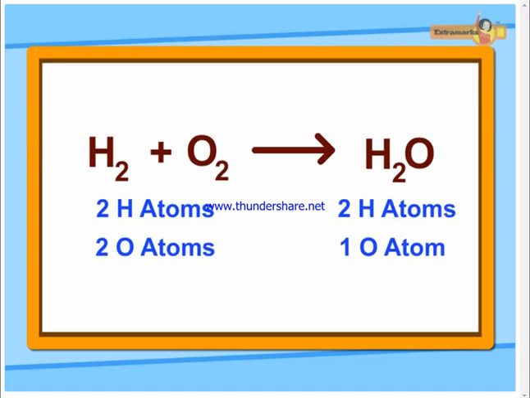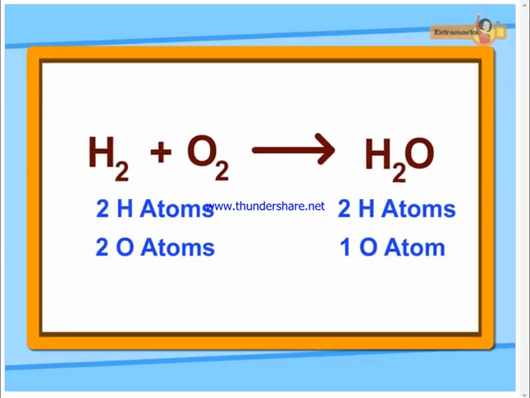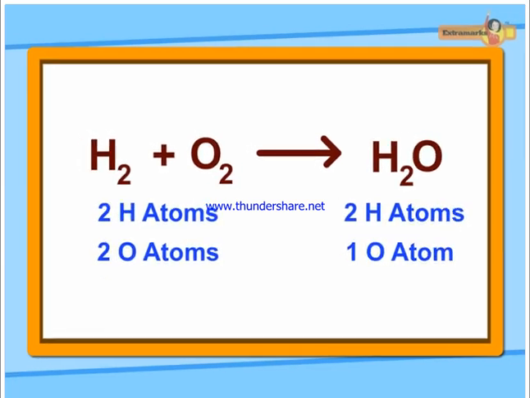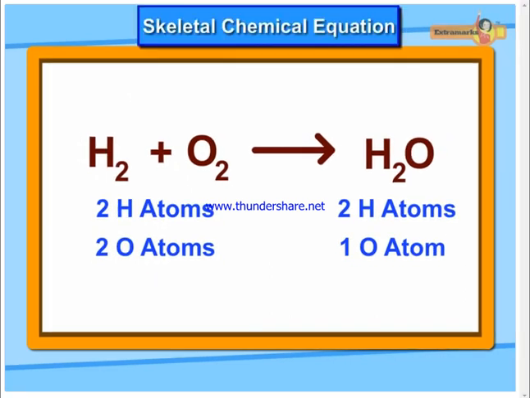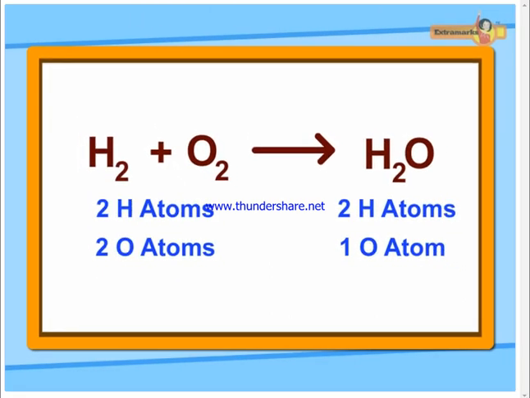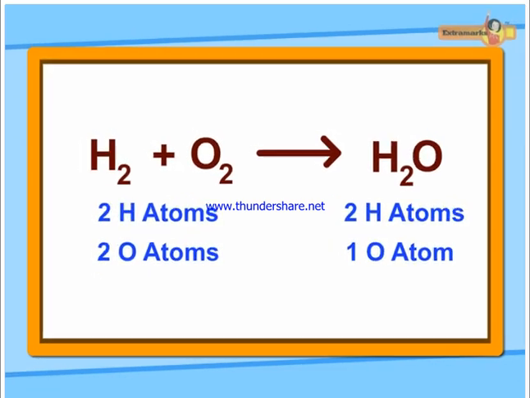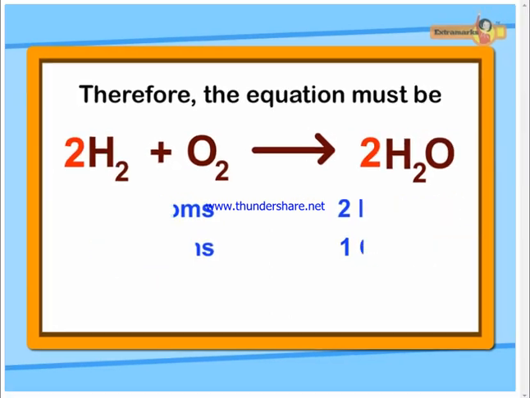It means that the number of atoms of oxygen is not the same on both the sides. Therefore, this is an unbalanced chemical equation. Such a chemical equation is known as skeletal chemical equation for a reaction. According to the law of the conservation of mass, the number of atoms of each element must be equal in reactants and products. Therefore, the equation must be balanced.